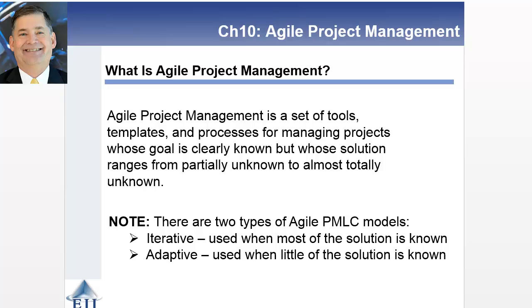There's more risk involved. There's going to be a need for much more client involvement. There's more uncertainty involved. There's going to be a need for less documentation and less process so that more learning can take place, so that this solution can be found. You're going to have 2 different Agile project management lifecycle models: iterative, which you use when most of the solution is known, and adaptive when very little of the solution is known.